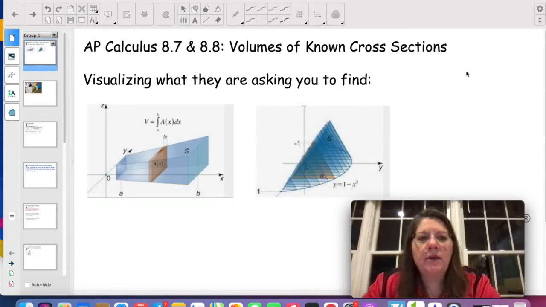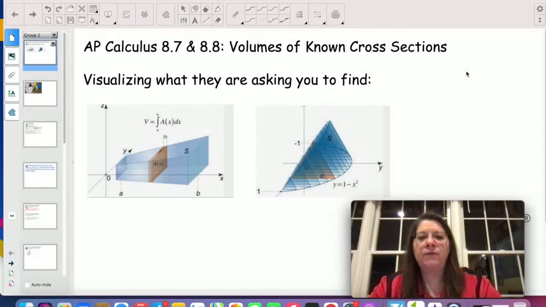This is AP Calculus 8.7 and 8.8, volumes of known cross sections. We're finding the volume of a specific shape that they will give you, and we're going to separate that shape into known cross sections. The most common cross sections that we're going to deal with are squares, semicircles, equilateral triangles, isosceles triangles, and rectangles.